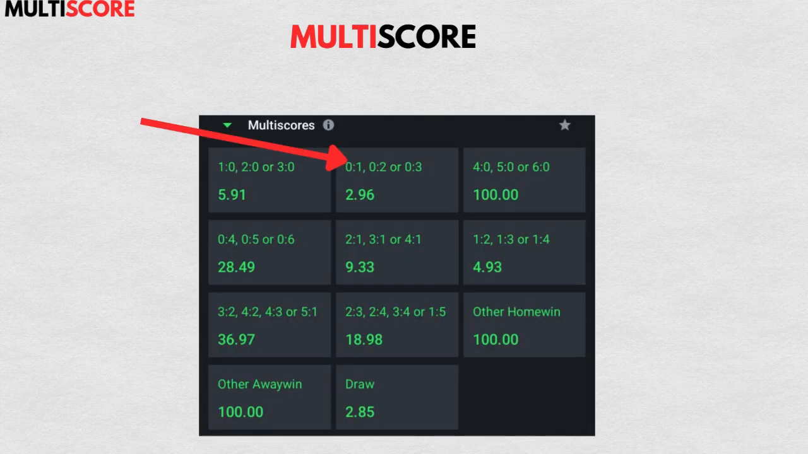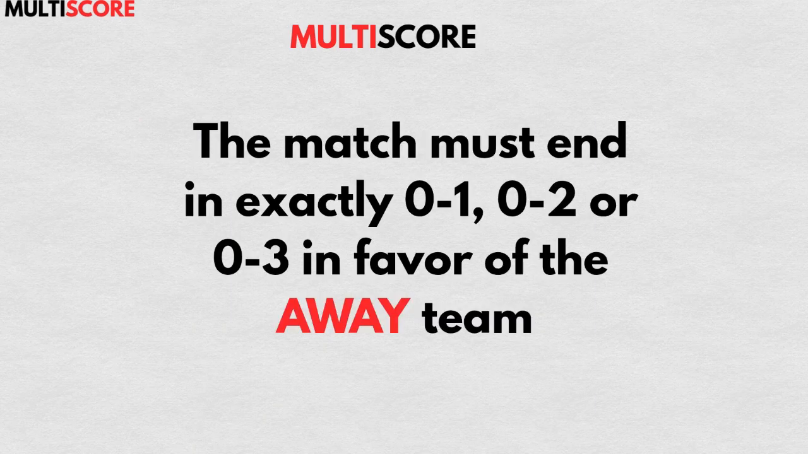If you select the 0-1, 0-2, or 0-3 option, what that means is that match must end in 0-1, 0-2, or 0-3 in favor of the away team. Anything other than that, if it's a 1-1, 1-2, or 1-3, it's going to be counted as a loss. So this market leaves very little room for error. It has to match the exact option in the market. If not, it's going to be counted as a loss.